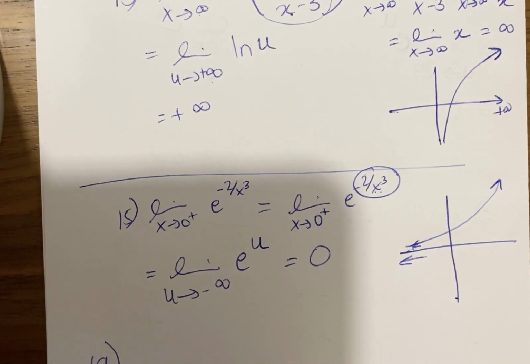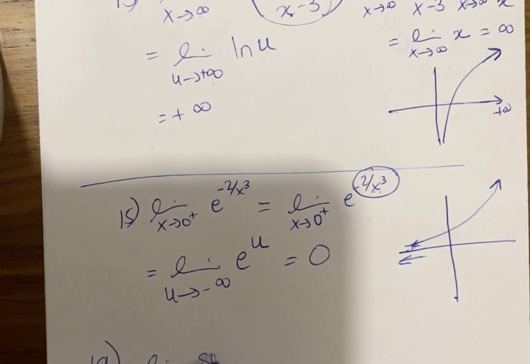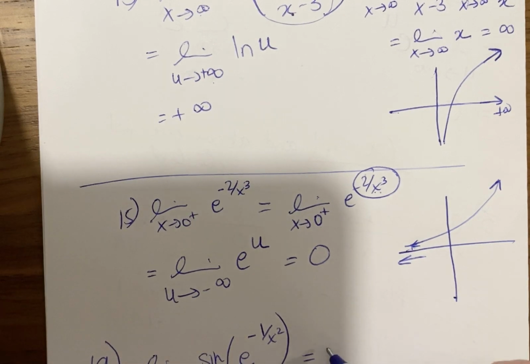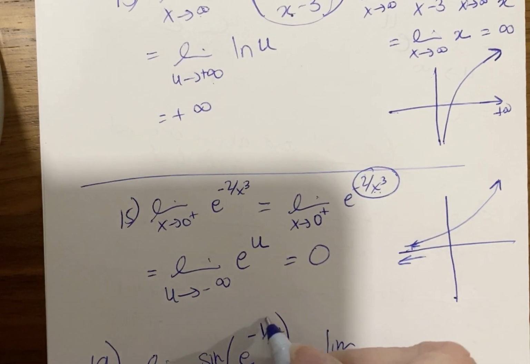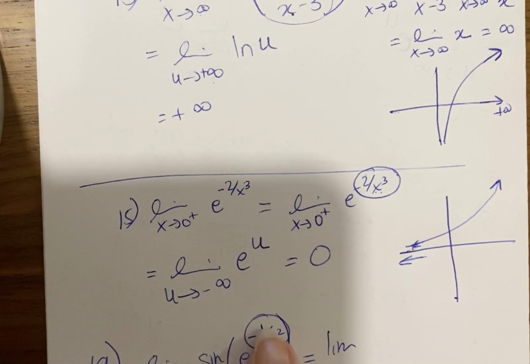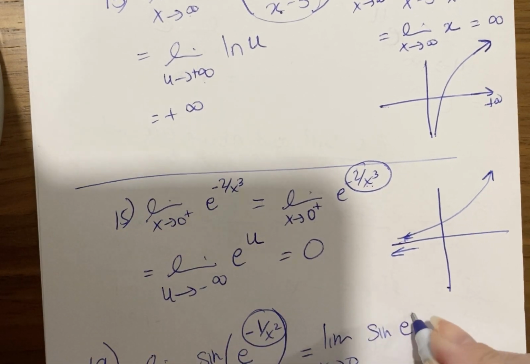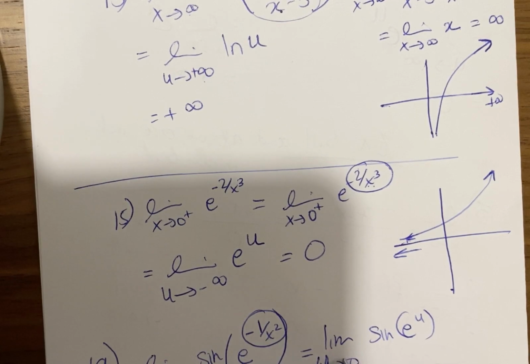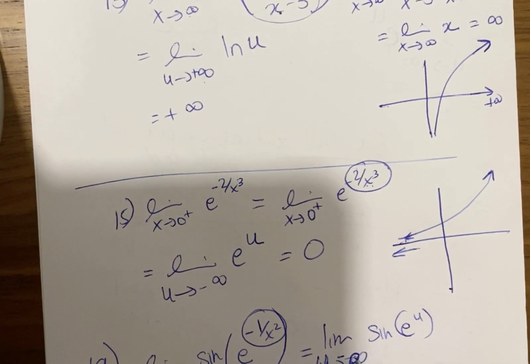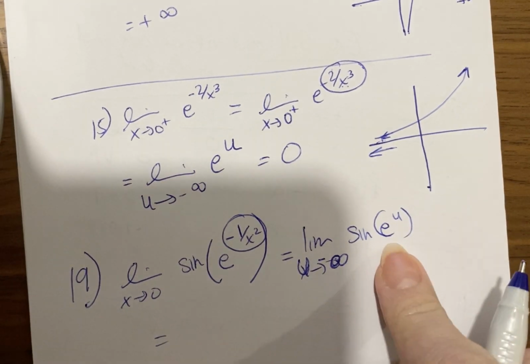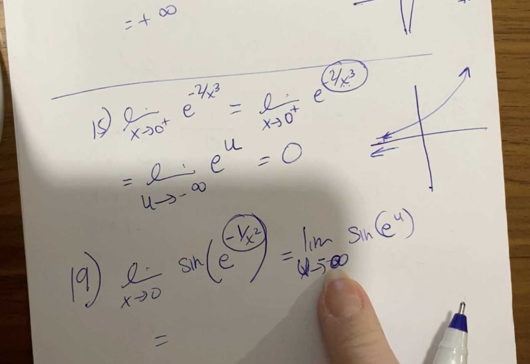Number 19, limit of sine of e to the power minus 1 over x squared. Composite functions, each one in a row. I start with the inside. At 0, what happens to minus 1 over x squared? It becomes minus infinity. So I call it sine of e to the u, and I make u go to minus infinity. And then what's the next layer?